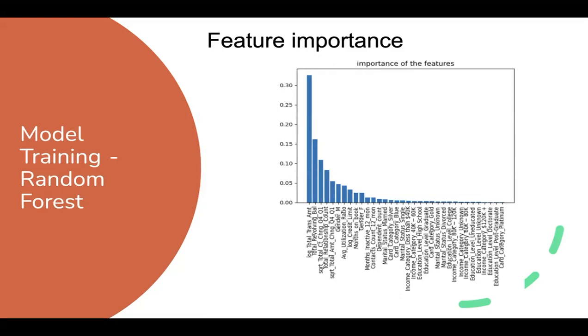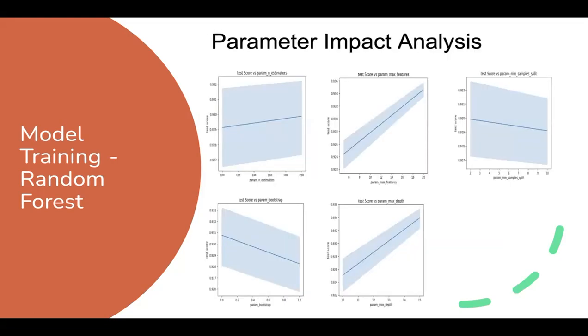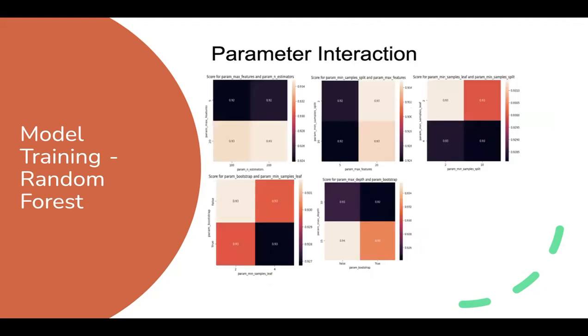Then we find feature importance, and we can see features such as total transaction amount and total revolving balance are the two key driving factors in our model's decision-making process. Next, we see how individual parameters influence the test score. With the line plots for each parameter shown below, we have a deeper understanding of the model's sensitivities to specific hyperparameter adjustments. We also see the interactions between pairs of parameters using a heat map.